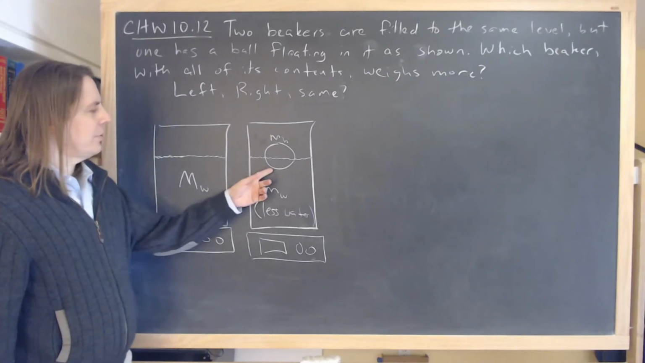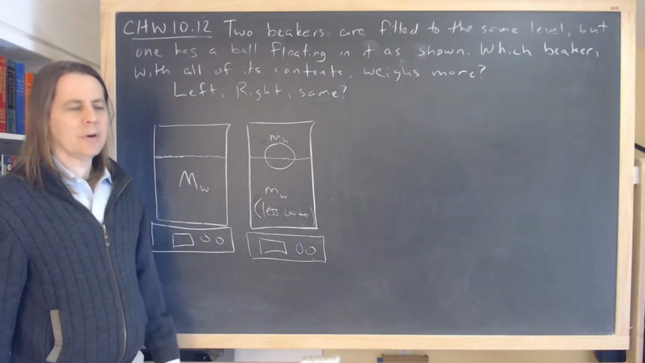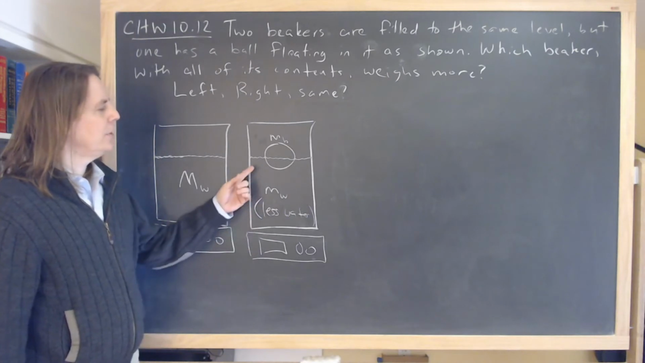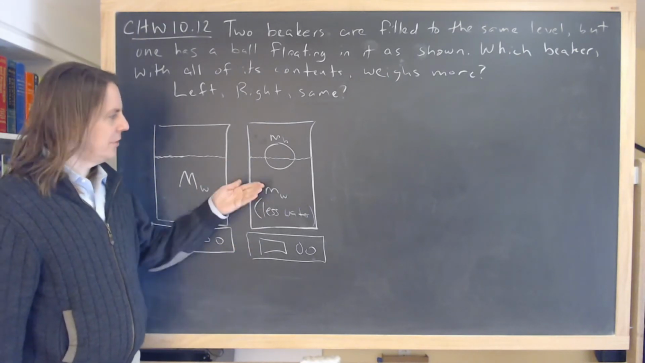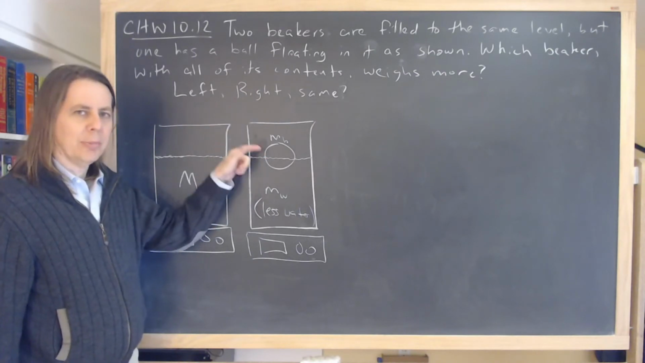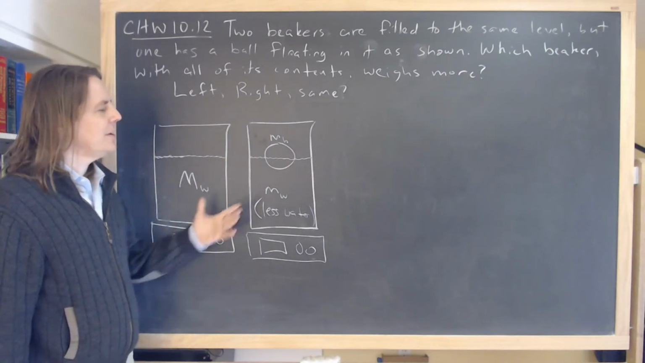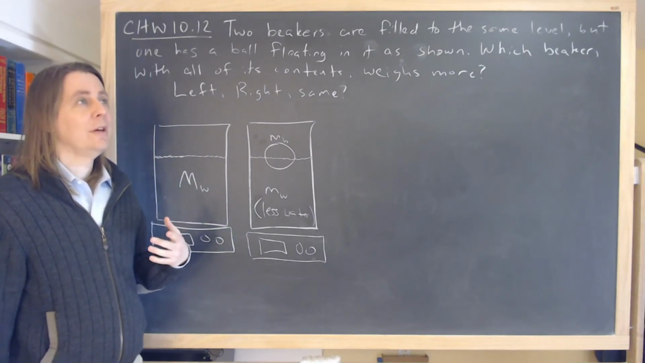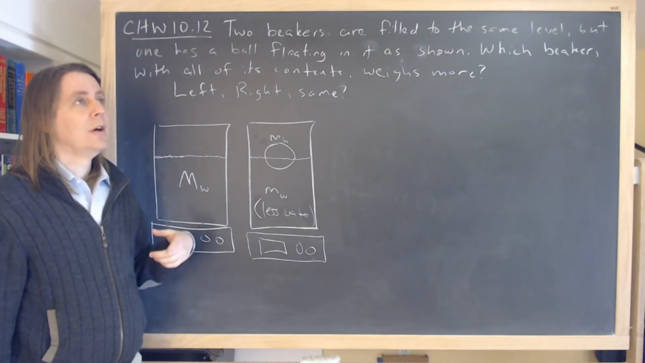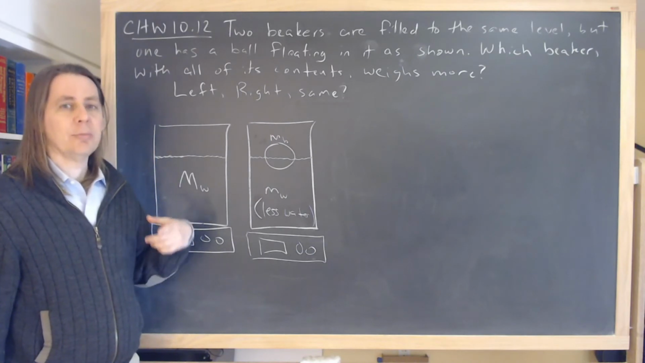And then the other thing to think about is that this is floating, right? So if this is floating, what do we know? We know that there's a buoyant force up, and the buoyant force is canceling the weight of the ball pulling it down. But really the key is to think about the rule for the buoyant force. The buoyant force is equal to the weight of the volume of water displaced.